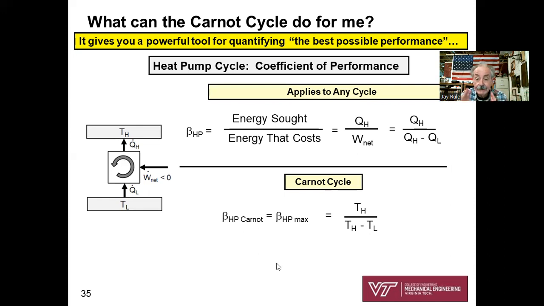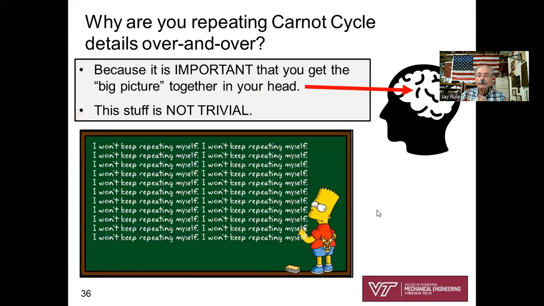You got to get some of this stuff up in your head. Okay, so you might say, you've spent an awful lot of time here. Time's a wasting. Why are you repeating Carnot cycle details over and over and over? And it makes me feel like Bart Simpson a little bit. And the reason is it's important that you get the big picture of this in your head.